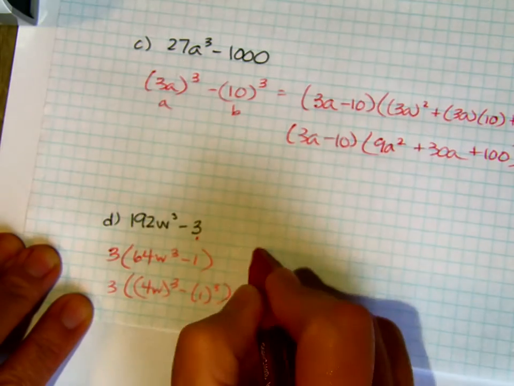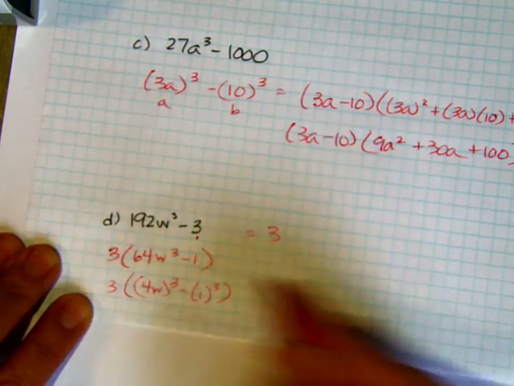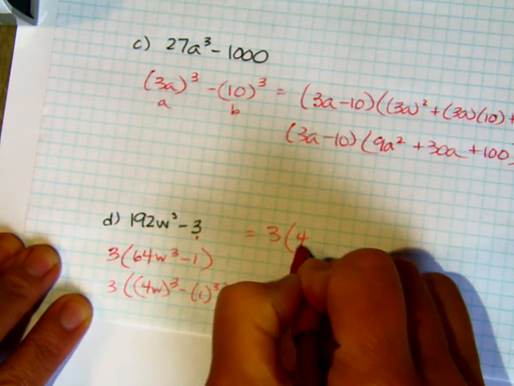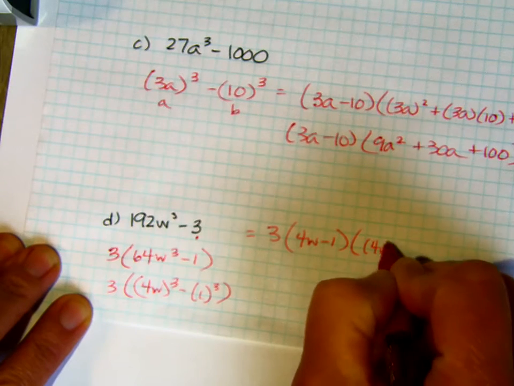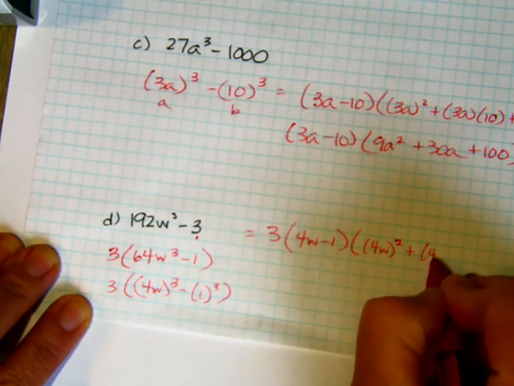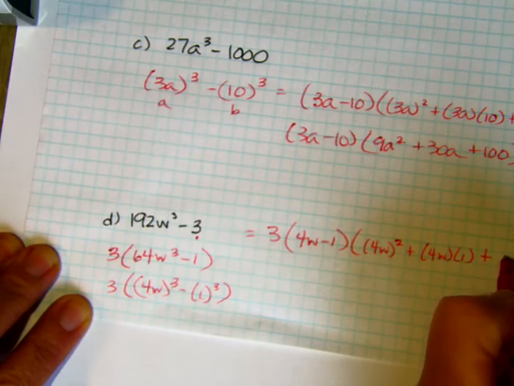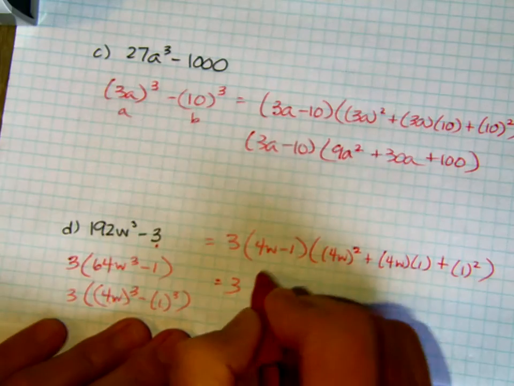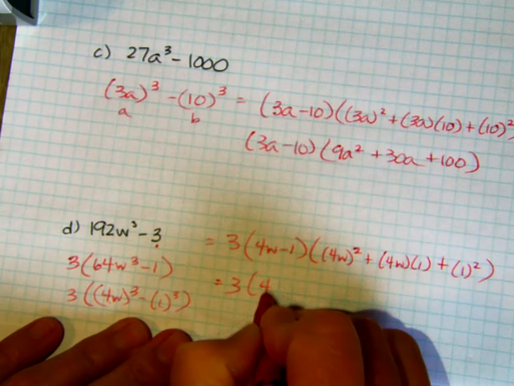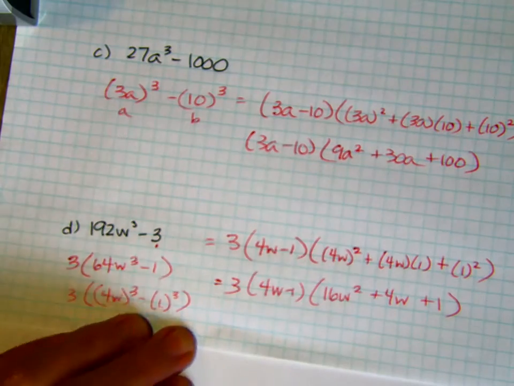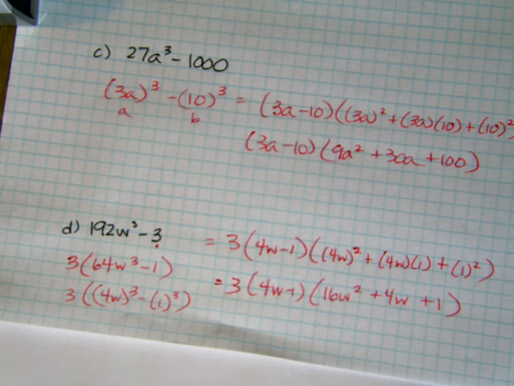And then you could just plug that whole thing into the pattern. I'm going to start up here. So the 3 still stays. Then I have my a minus b. So my 4w minus b. Then my a squared, 4w squared, plus my ab, plus my b squared. So there's my 3 still out front. There's my a minus my b, a squared plus ab plus b squared. Shoo. Fun with that. This is all very good.